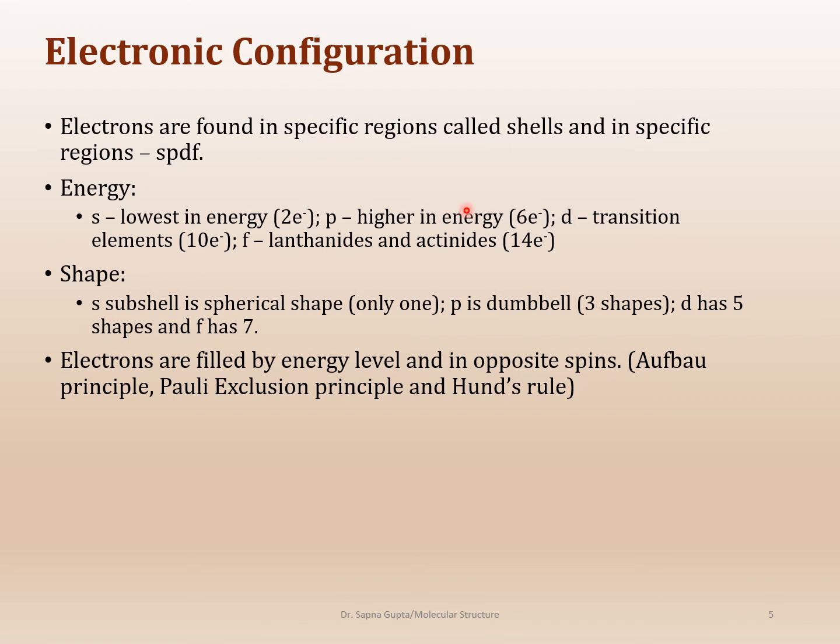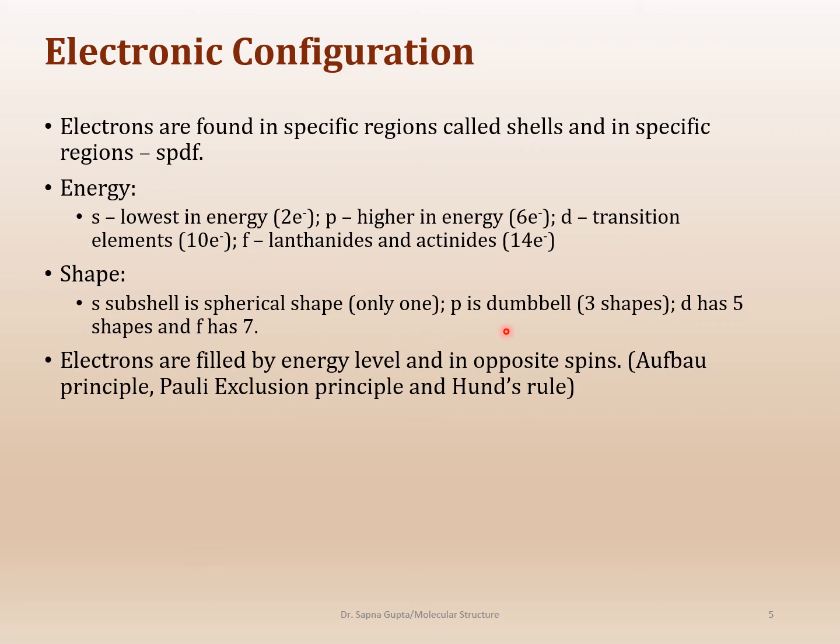The P block is the 6th of the main group elements. D block is the transition elements or the transition metals. And then the F block is the lanthanides and the actinides, which you find at the bottom of the periodic table. That's by energy. The shape of these regions is S is spherical shape.